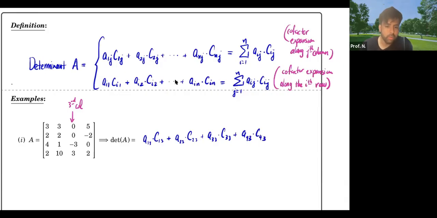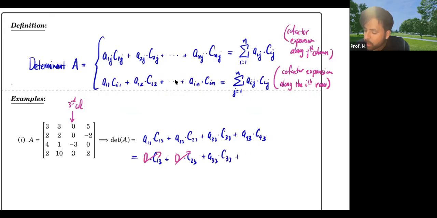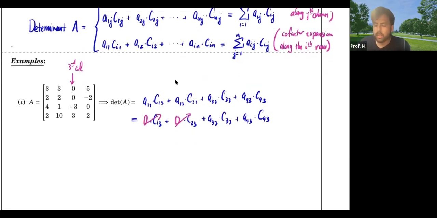But what's nice about A13? A13 is what? 0. So what happens? This guy goes away. And then what happens with A23? It's also 0. So you see how my computation here, I just got relieved because I don't have to do these anymore. It becomes 0. So all I really worry about is A33 times C33 plus A43 times C43. That's all I really care about. Okay, everybody with me with this?